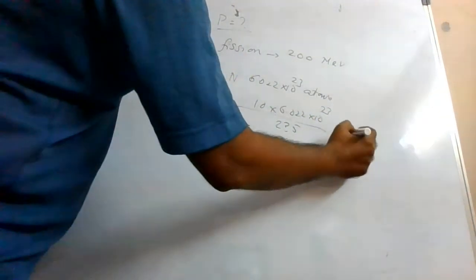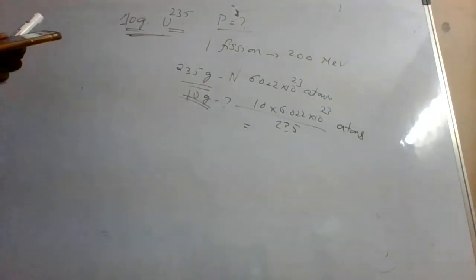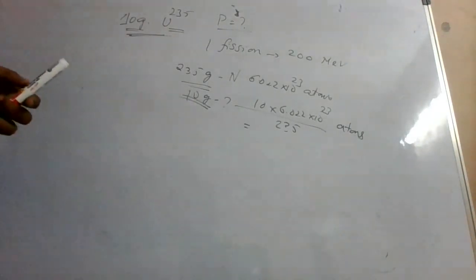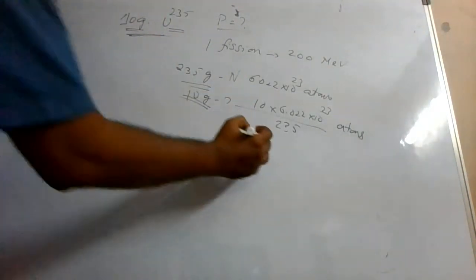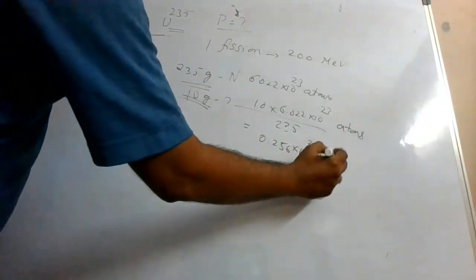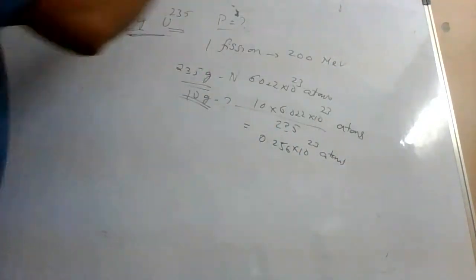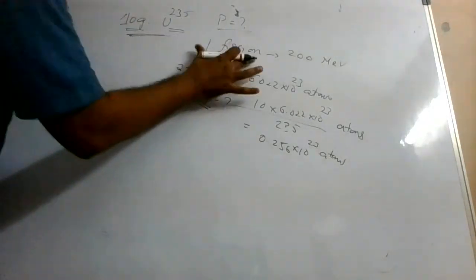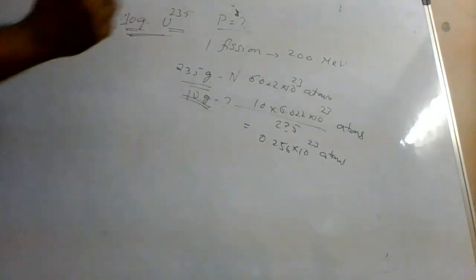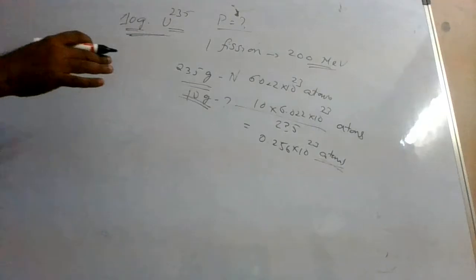I hope I'm clear. So just make this calculation. 10 into 6.022 divided by 235 is 0.256. This is 0.256 into 10 to the power of 23 atoms. And all are participating in the fission. One nucleus used in the fission process gives you this much energy. These many atoms means that number of nuclei.